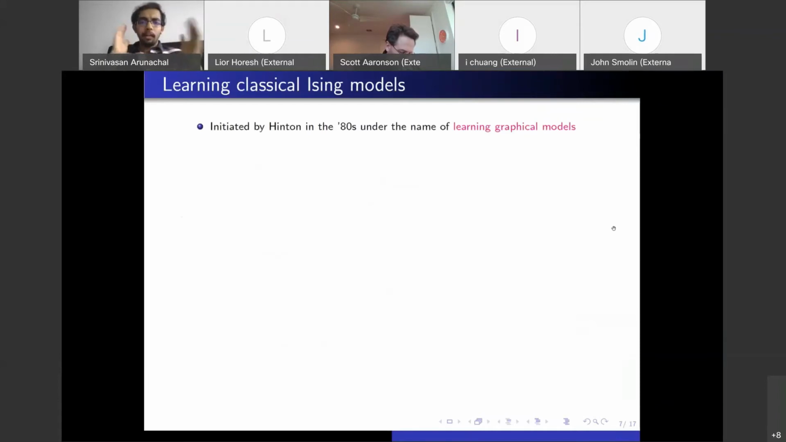As I said, Hinton introduced learning graphical models back in the 80s, and there was a very big interest back then. In the 90s and 2000s, I'm not sure what happened, but in the early 2010s, Guy Bresler came up with the first polynomial time algorithm for learning graphical models for bounded degree graphs. And there have been lots and lots of results in the past decade trying to improve the polynomial dependencies, improve the degree dependence, and so on. Right now we have pretty good algorithms for learning graphical models.